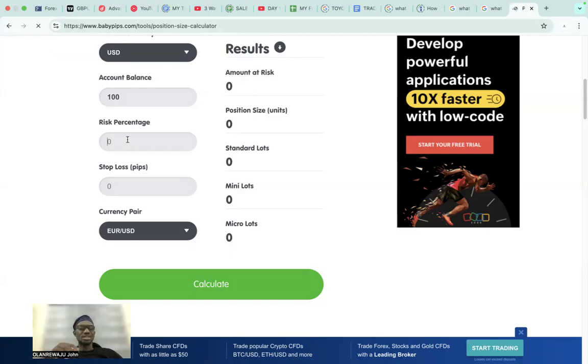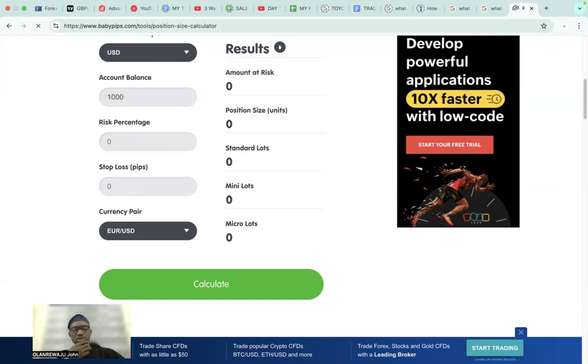Take for example, for a $10,000 account, I won't encourage you to risk more than 1%. That's $100, because 1% of $10,000 is $100. But in the case of a $100 account, the maximum you should ever risk is $5 per trade, and that's 5%. In fact, let's trade like normal professional traders.